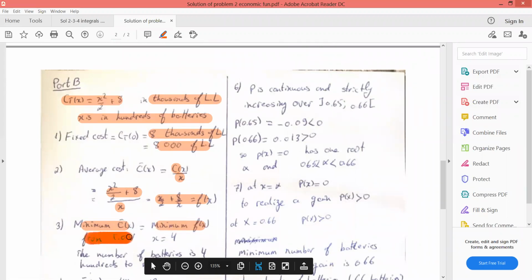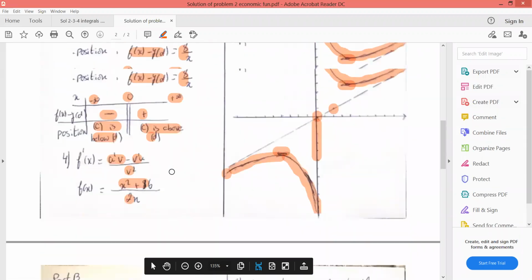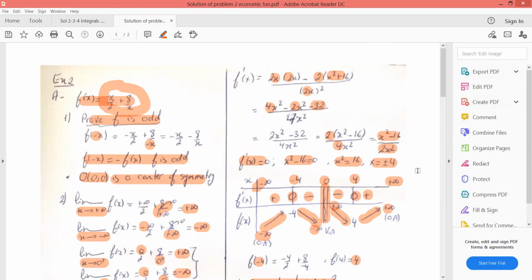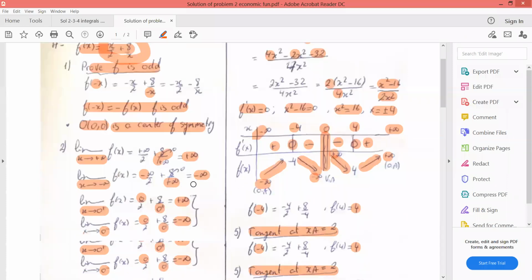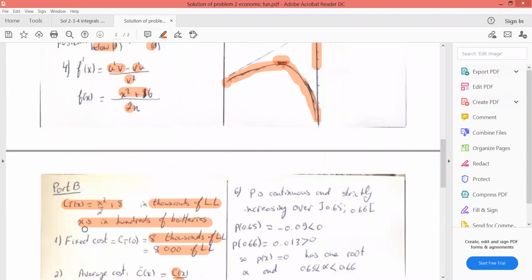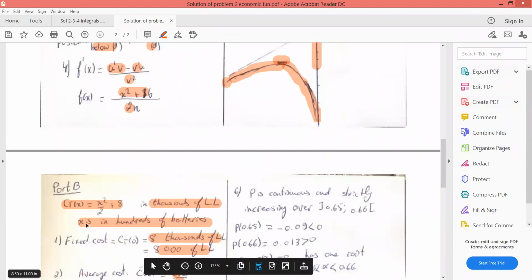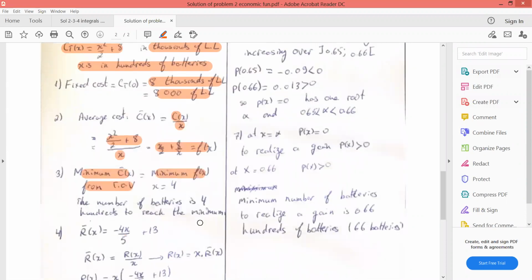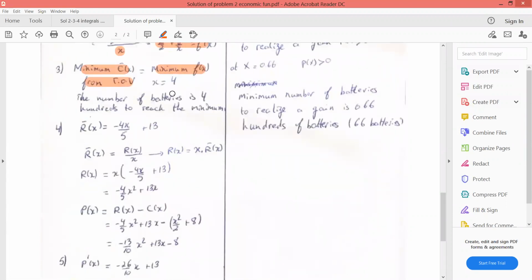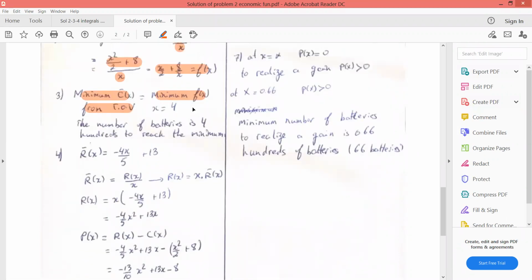From the table of variations above, when does the minimum occur, for x equal how much? 4. What is the unit for x? Hundreds of batteries. x is in hundreds of batteries. So x equals 4, and the number of batteries is 400 to reach the minimum. Good?